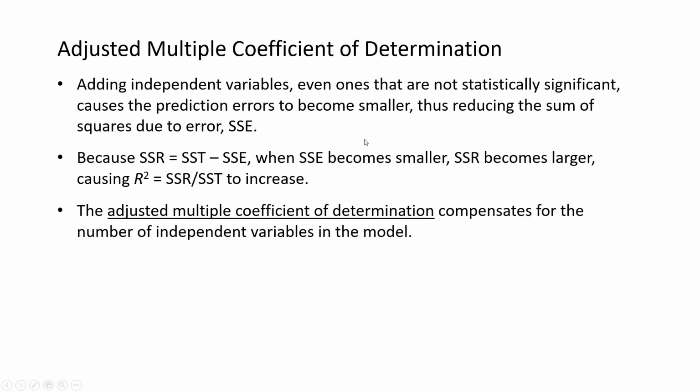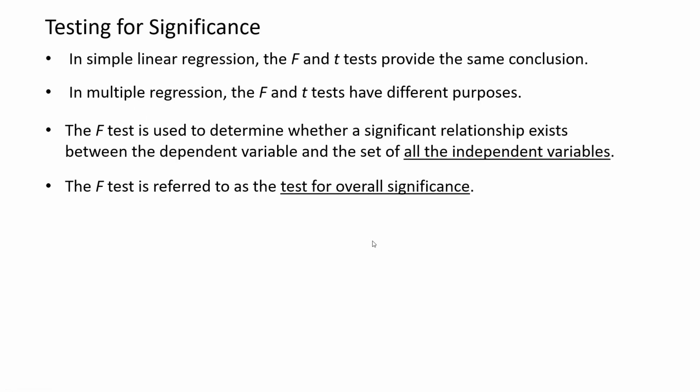Now, the adjusted multiple coefficient of determination. Adding independent variables, even ones that are not statistically significant, causes the prediction error to become smaller, thus reducing the sum of square due to the error. So the regression sum of square you can also calculate as total sum of square minus error sum of square. When the error sum becomes smaller, the regression sum of square becomes larger, causing R square not to decrease. So these are different indicators which show you how you will interpret your result. The adjusted multiple coefficient of determination compensates for the number of independent variables in the model. So R or Excel also calculates the adjusted R square for you.